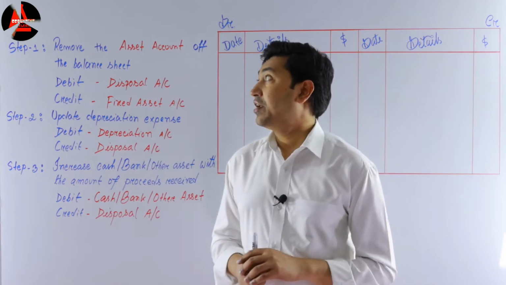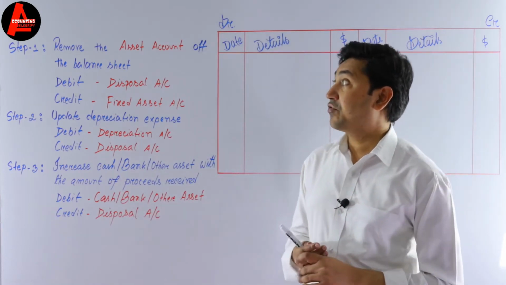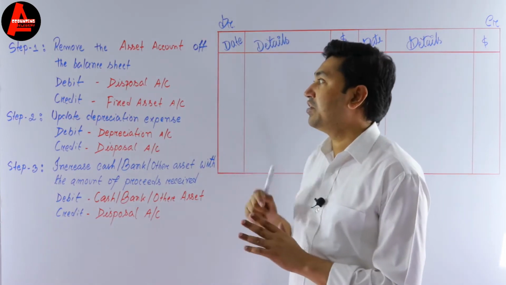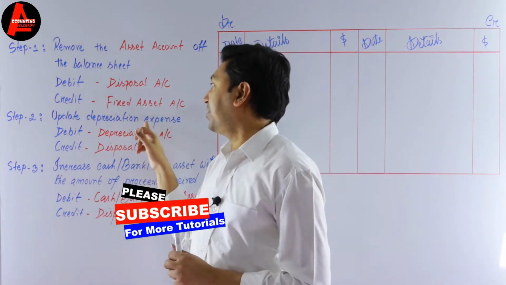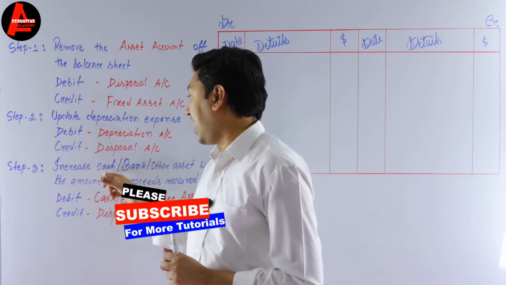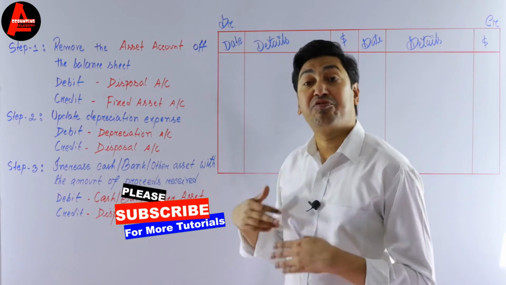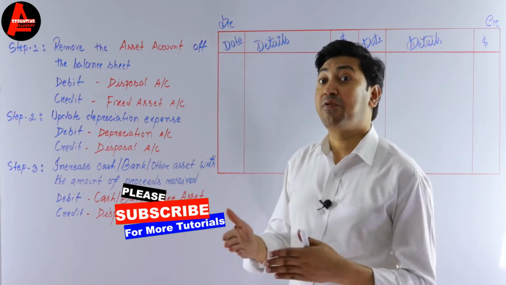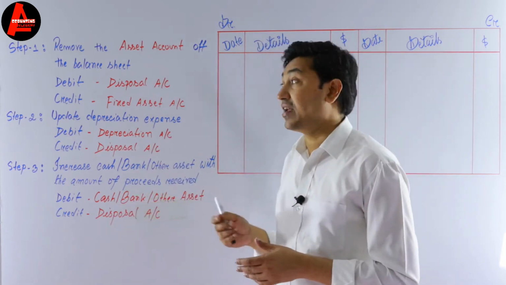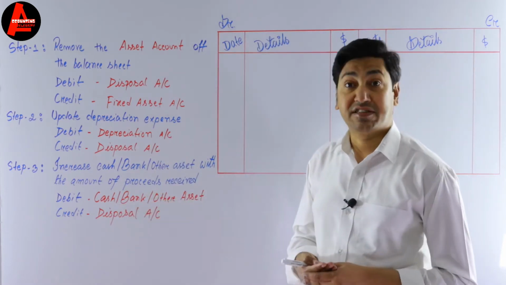So here we have three steps. First of all, we have to remove the asset account. How to remove it, I'll show you here. Then we have to update the depreciation expenses. Here we have to increase cash, bank or other proceeds of receiving money after disposing or after selling the non-current asset. So apply these steps. I'm going to show you an example question.